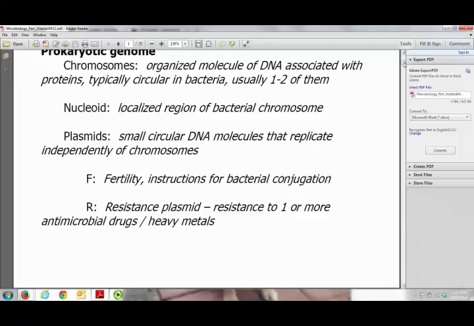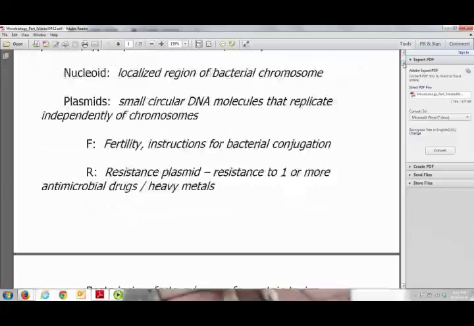A couple common types of plasmids are the F plasmid, that is fertility. This has the instructions for bacterial conjugation. And then the R plasmids are resistance plasmids. These are going to code for genes that are resistant to 1 or more antimicrobial drugs or heavy metals. Both of these are very common. The resistance plasmids are becoming more and more common with our overuse of antibiotics.